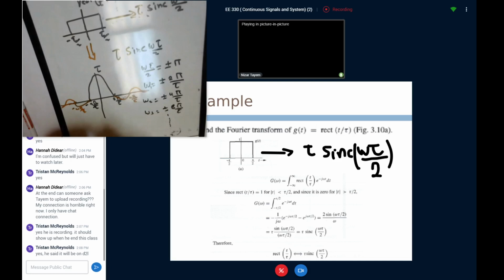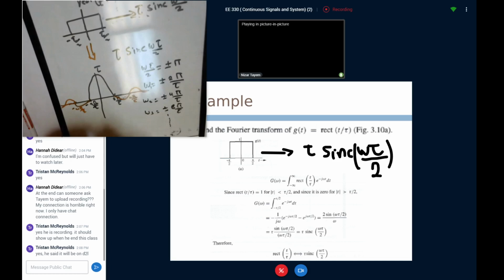If this is, for example, rect, and this is sinc of omega, this is going to be sinc of t. So this function is not the same as this function. They're different: this is rect and this is sinc. Based on duality, we can find the Fourier transform of this function.